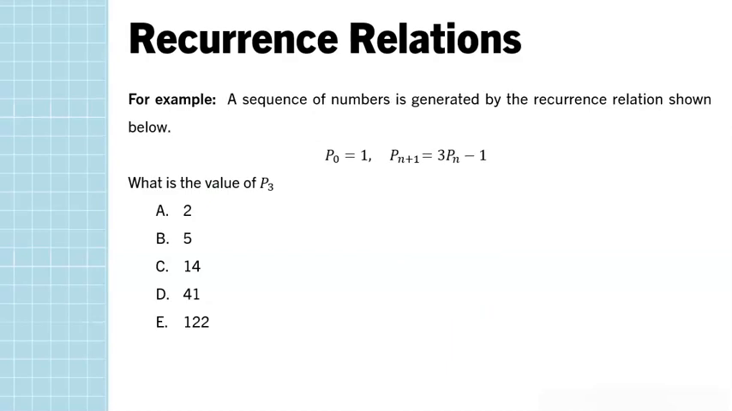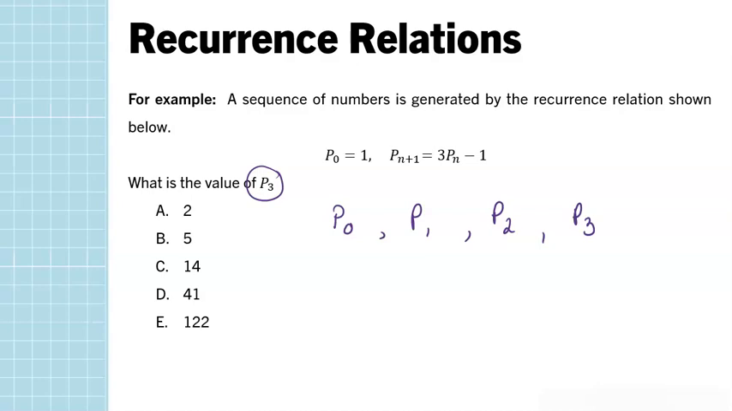The next example is quite similar. A sequence of numbers is generated by the recurrence relation shown below. We have P0 equals 1, Pn+1 equals 3 times Pn minus 1. What is the value of P3? So remember, if we were to write these out, P0 would be the first value, P1, P2, P3. So the answer we're looking for is actually the fourth number generated in this sequence.